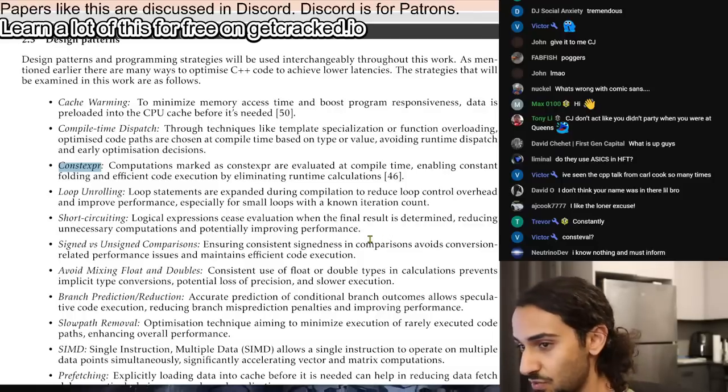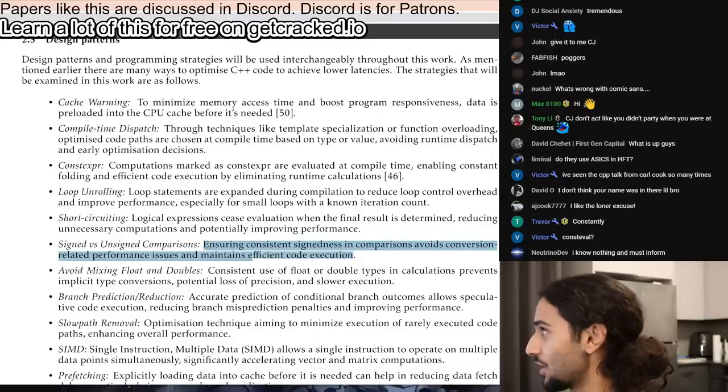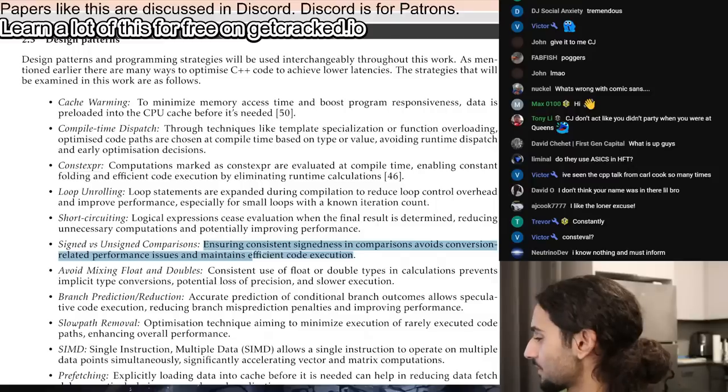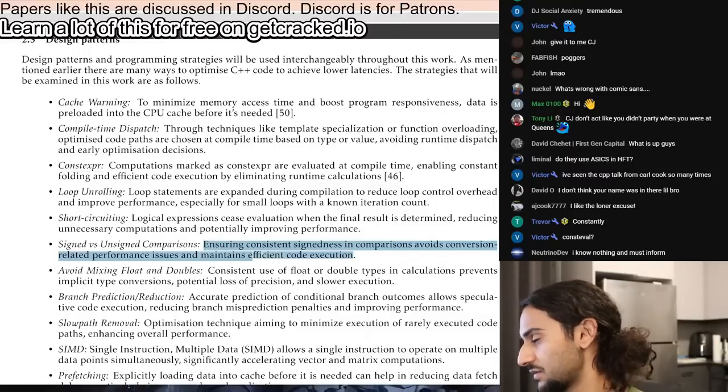C++20 also added a signedness-safe comparison method. Who knows what that's called? It starts with the letter C, I believe.